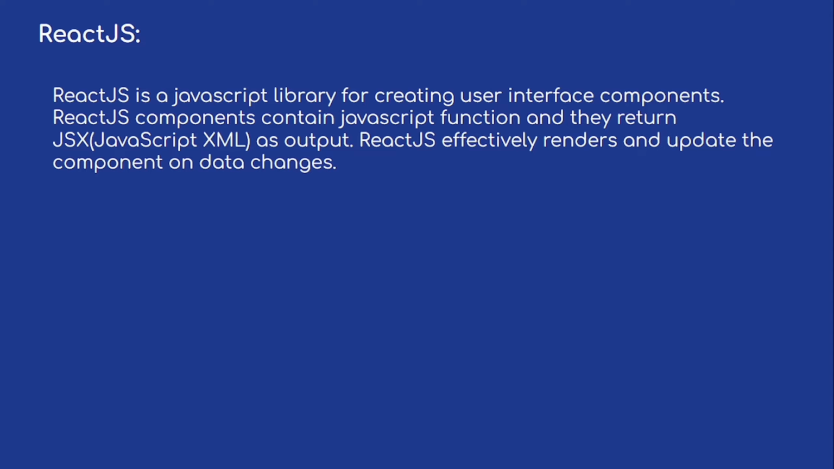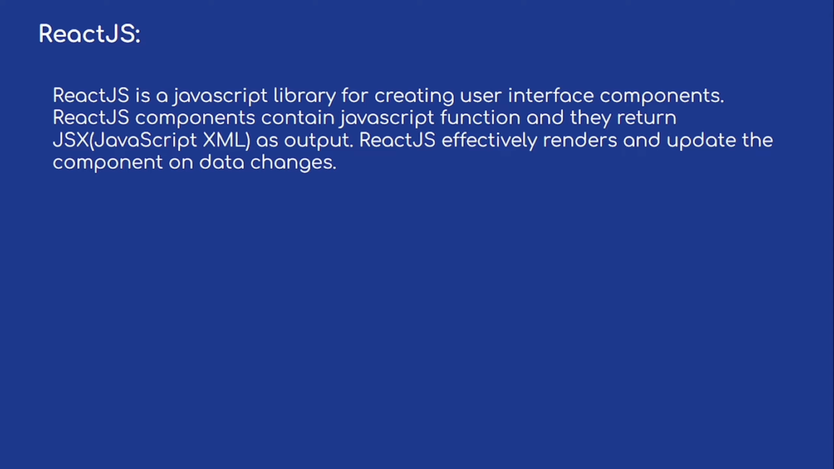A React component contains a JavaScript function, and they return JSX as the output. So in general, a React.js component is a simple, plain JavaScript function, and it returns JSX. JSX is optional, but the main thing to return from a React component is JSX. That means the function can return a simple string, an expression, or JSX. But in most cases we return JSX only.